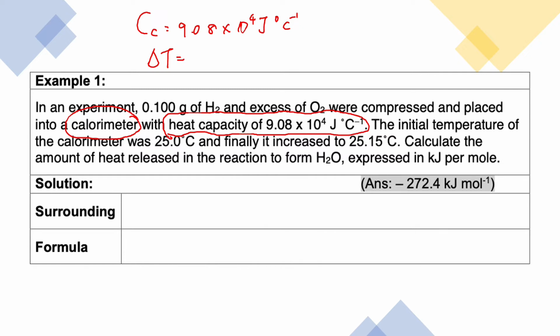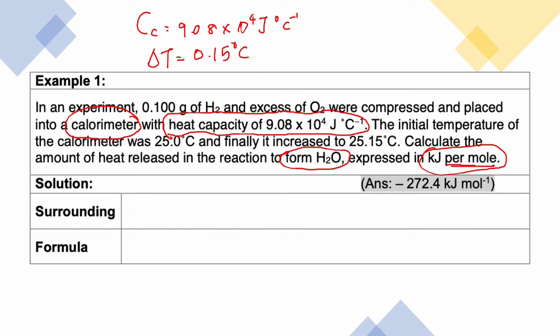Okay, so I just get 0.15 degrees Celsius. Okay, and then you were asked to calculate the amount of heat release in the reaction to form H2O, expressed in kilojoule per mole, which means we are going to look for the heat release when we form 1 mole of H2O. So how do I know it is for 1 mole H2O? Okay, because in the end it says expressed in kilojoule per mole. Okay, this is very important for you to understand.